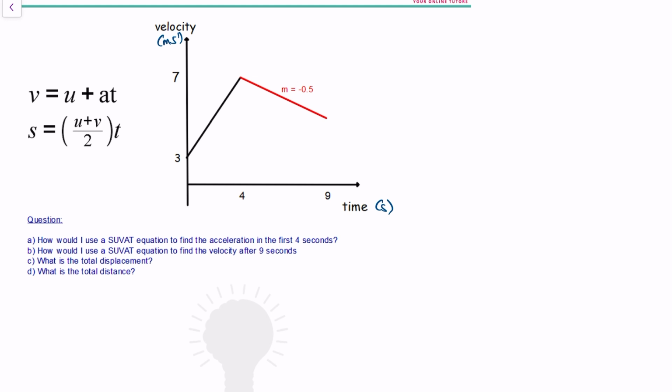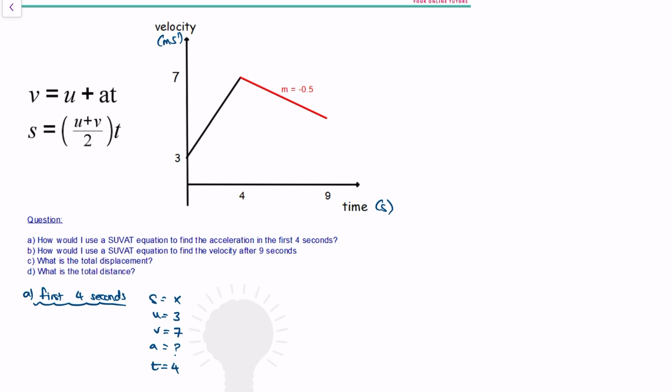So you write a label, first 4 seconds, and then label SUVAT and what we do know. We don't know the displacement. We do know the initial speed is 3. We know the final speed is 7. We're trying to find the acceleration, and the time is 4 seconds.